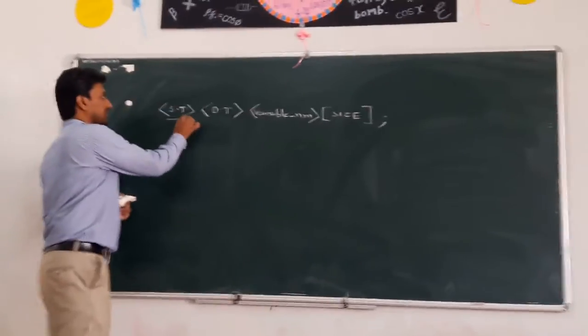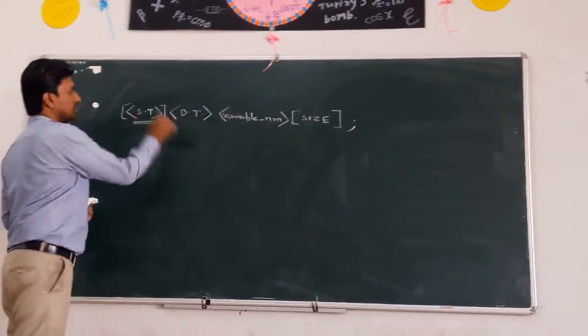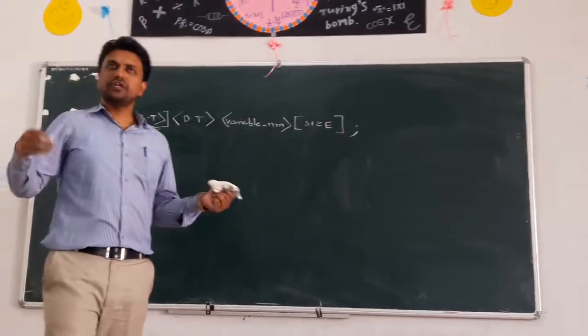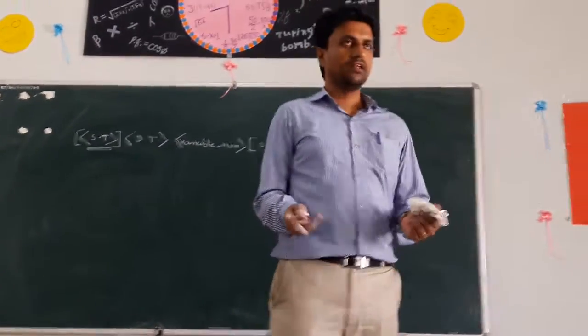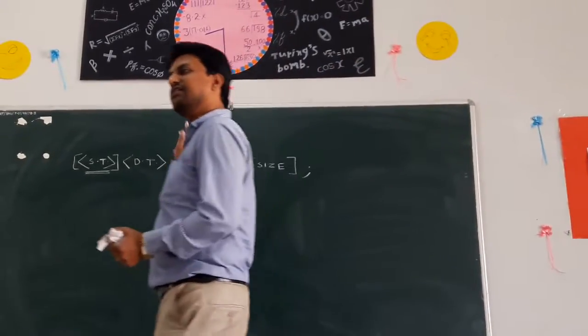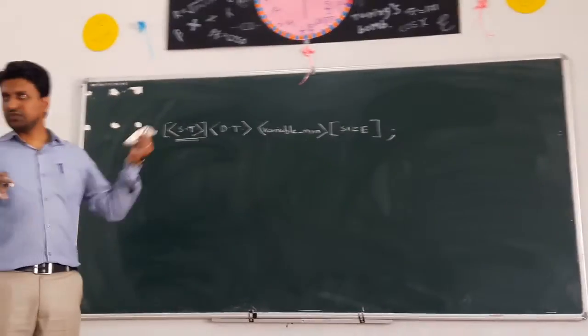Okay, storage type is optional. This is optional. Okay, because if we don't write the storage type, it becomes local or it becomes global. But if it is static, you can write static storage type there. If it is register, you can write register storage type here.